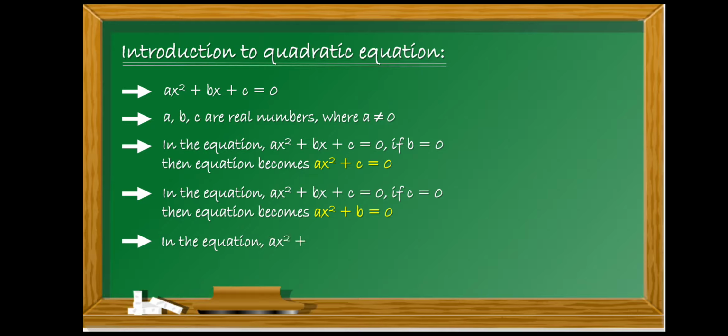So if both b and c are equal to 0, your equation will be ax square equal to 0. These are also quadratic equations, which are printed in yellow color: ax square plus c equal to 0, ax square plus bx equal to 0 and ax square equal to 0. But the standard form is ax square plus bx plus c equal to 0.